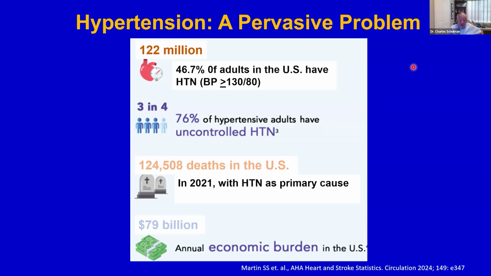In 2021, 124,500 deaths in the United States listed hypertension as a primary cause, and obviously the costs are enormous.